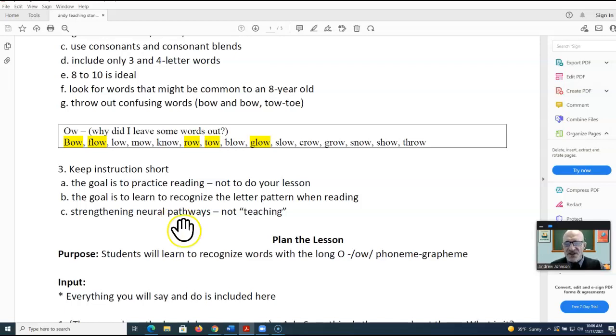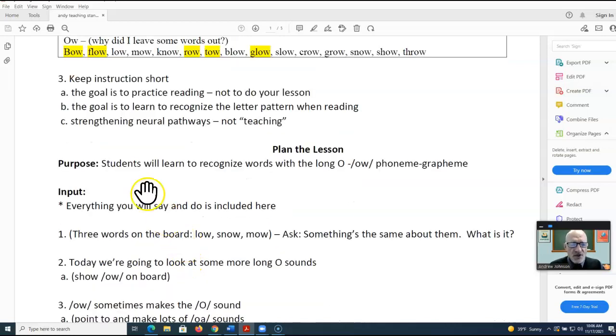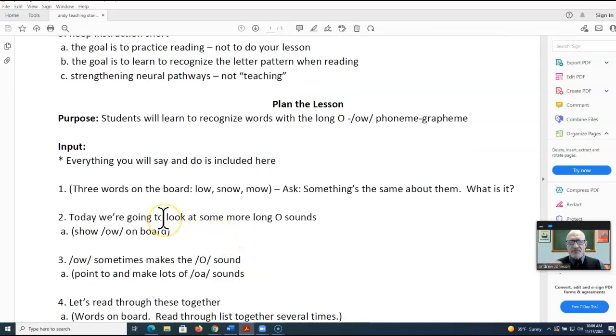And I'll show you what the teaching element is. But keep instruction short. So here's my purpose statement. Students will learn to recognize words with the long O, OW letter sound, or phoneme-grapheme. The input part, and these are the elements of effective instruction: purpose statement, then input. Input is everything that you will say or do that's included in the input part of a lesson. Keep it simple, keep it simple.